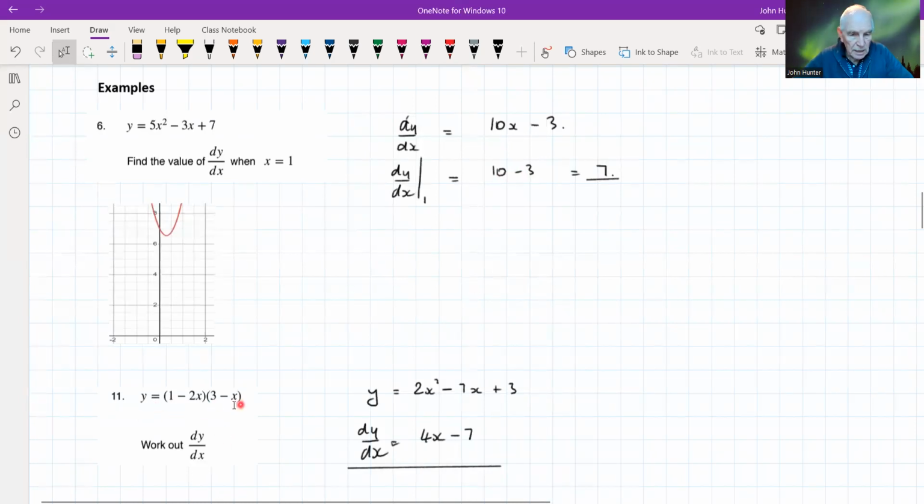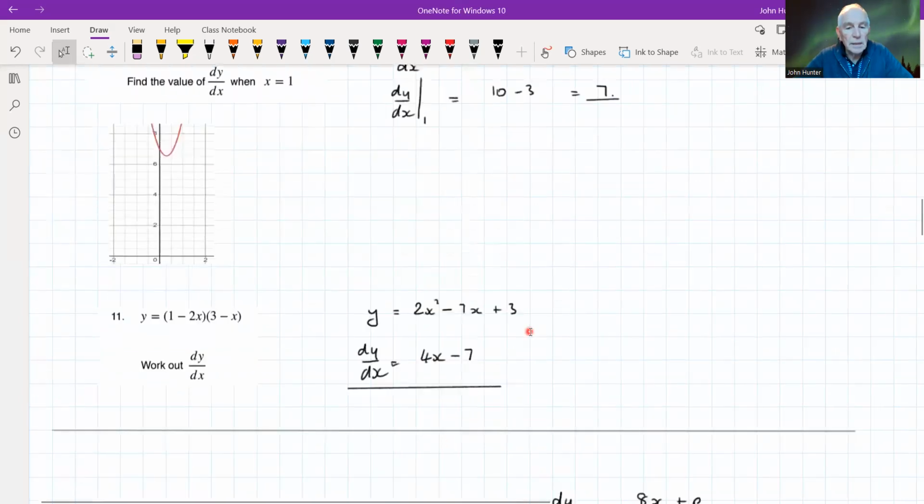Number 11, you might see this. Don't be confused by this. We can just multiply this out: 2x squared minus 7x plus 3, and then just apply the power rule, just as we have done before. 2 times 2 is 4, and 1 times 7 is 7. So that is that example.